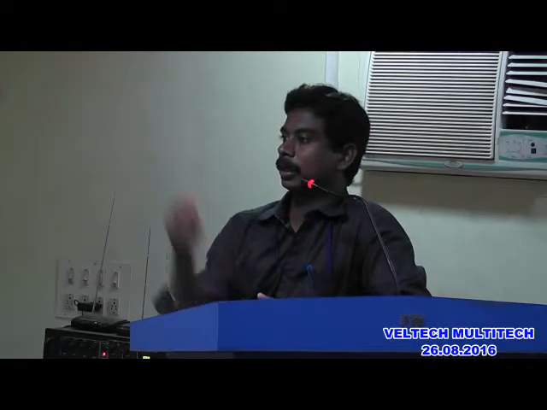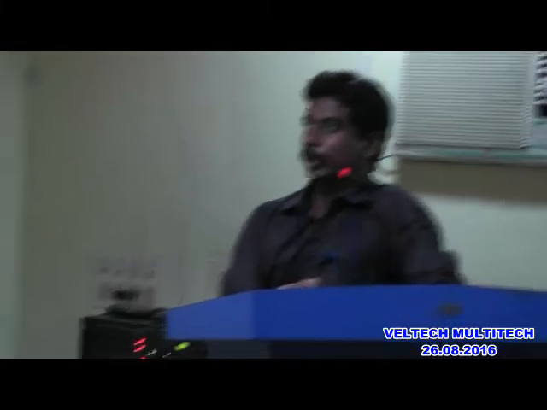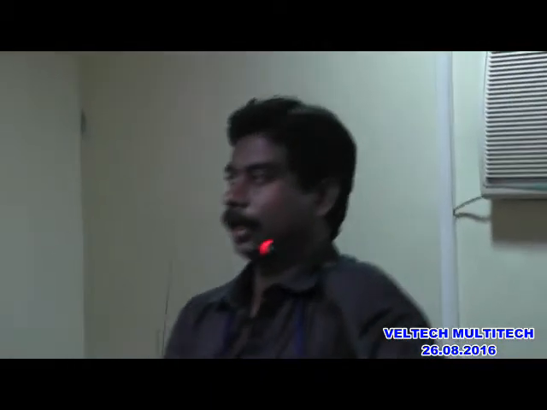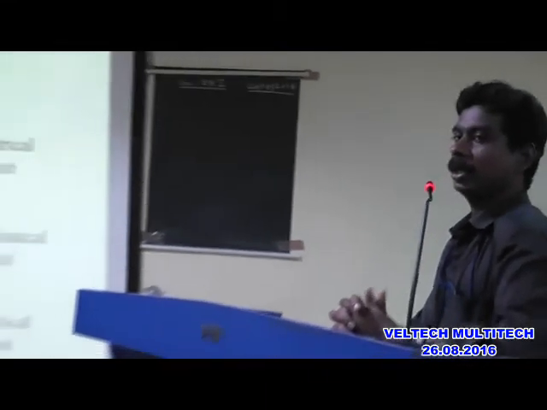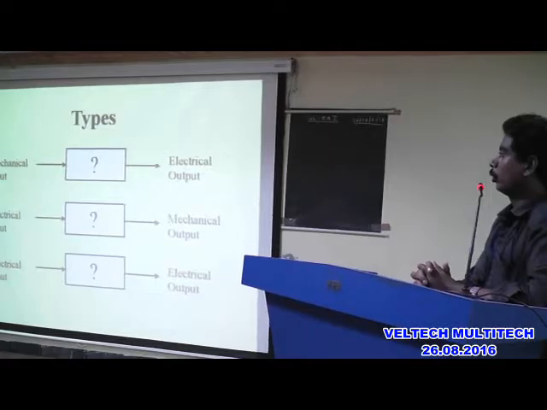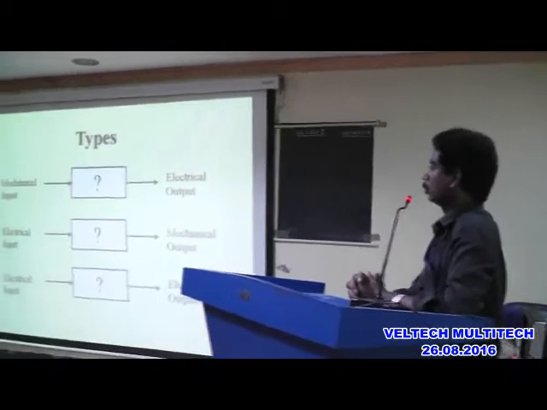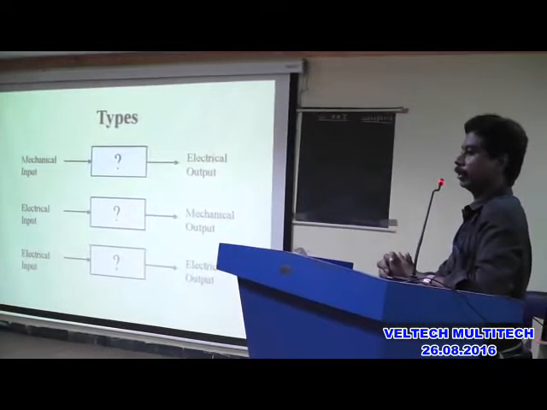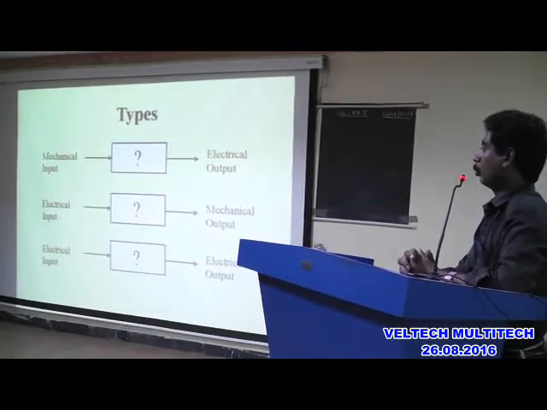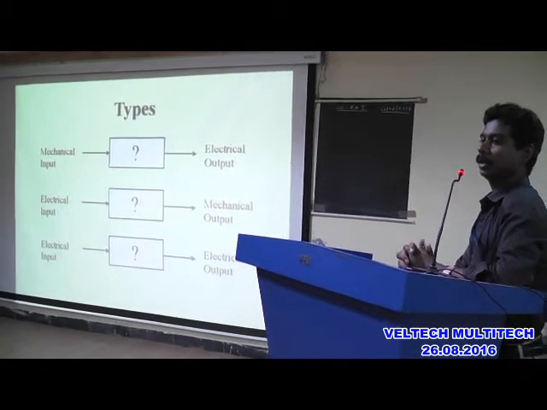So you know the first case, there are three cases. In general, there are three cases. So first case, the input is mechanical, then output is electrical. Then in second case, the input is electrical and output is mechanical. In third case, input is electrical, output is also electrical. So you know the names of these machines. So the first machine is a generator, correct? The second machine is a motor. The third machine is a transformer.